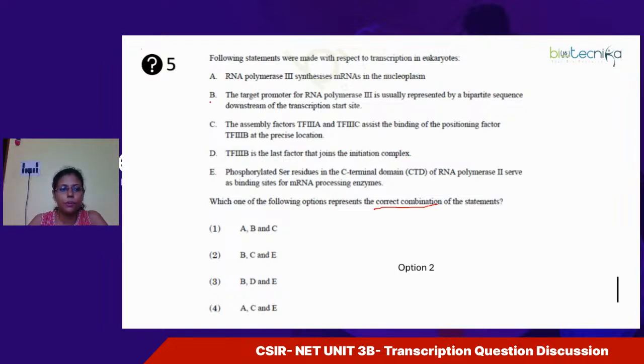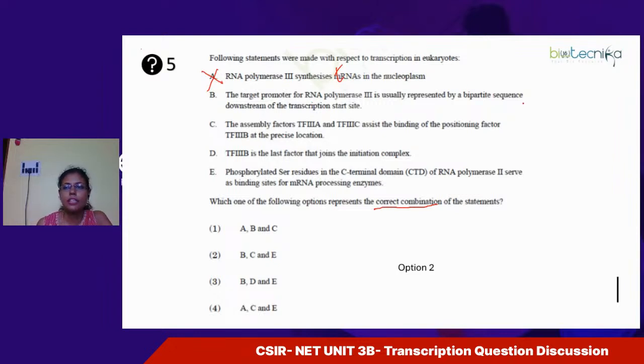So first and foremost, statement A is definitely wrong because it will not be mRNA, but rather it will be the tRNA, right? Not mRNA. The target promoter for RNA polymerase 3 is always represented by a bipartite sequence downstream of the transcription start site.